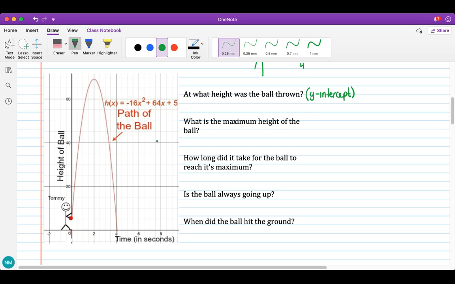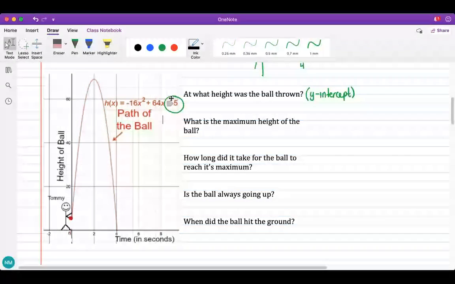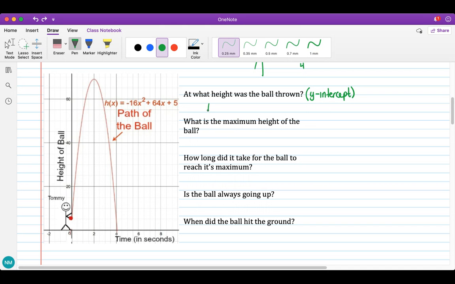And what was my y-intercept? It's here. You can use your context clues. This is going by 4 to 20. So this is going to be 5. Or I can say, because I'm given the function, I know it's going to be 5. So I could say at 5 feet. So I know because my y-intercept here is (0, 5).